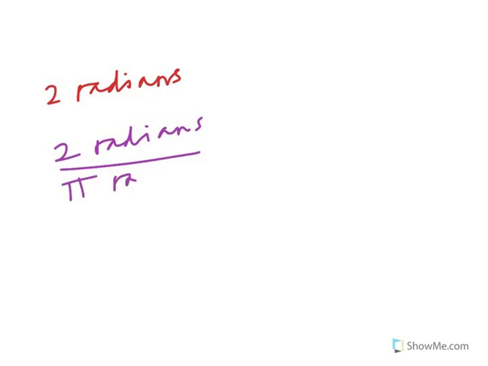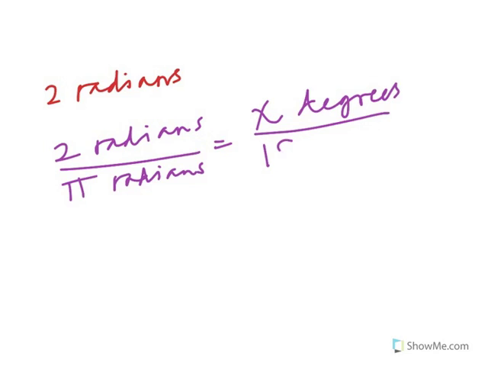Alright? Now, let's say that somebody gives you a random radian measure. Let's say somebody gives you, let's just say 2 radians. And the question is, how do you translate that into degrees? Well, again, you can just set up a proportion, knowing that pi radians is equal to 180 degrees. So what we're going to do is we're going to say 2 radians is to pi radians as how many degrees is to 180 degrees. And again, just cross multiply.